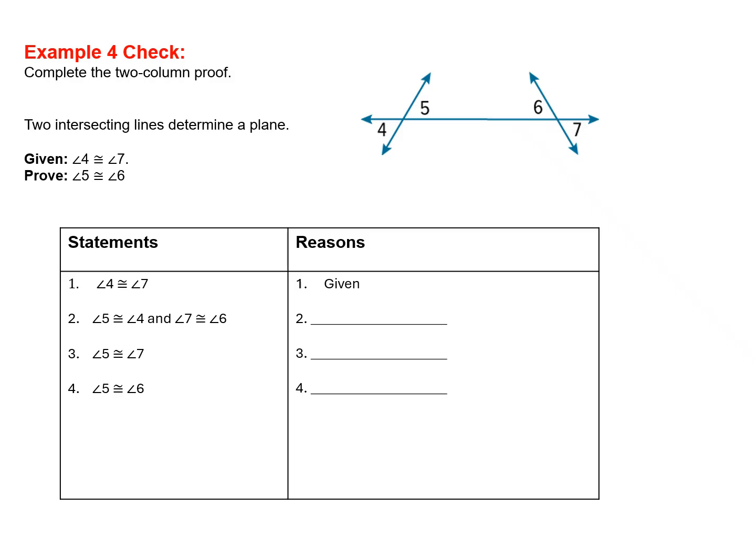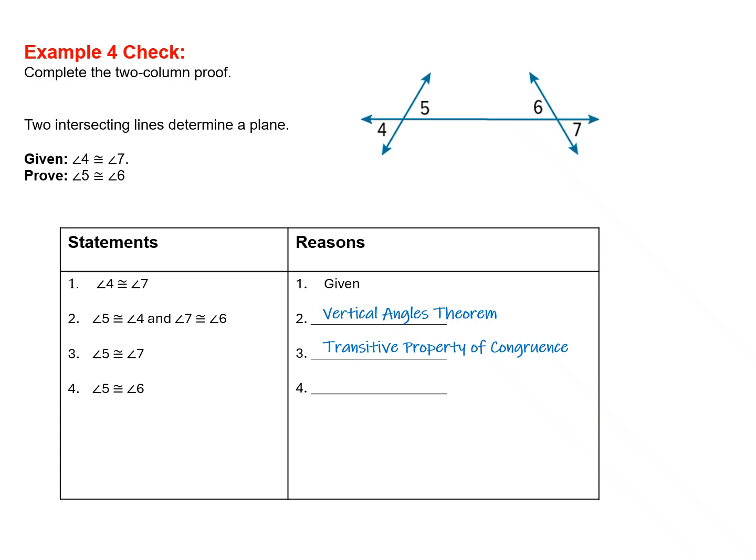Then how can we say in line 2 that angle 5 is congruent to angle 4 and angle 7 is congruent to 6? It's because those are vertical angles. So it's the vertical angles theorem. So now how can we say 5 is congruent to 7? Well, that is the transitive property of congruence. Angle 5 is congruent to angle 4. Angle 4 is congruent to angle 7. So therefore angle 5 is also congruent to angle 7.